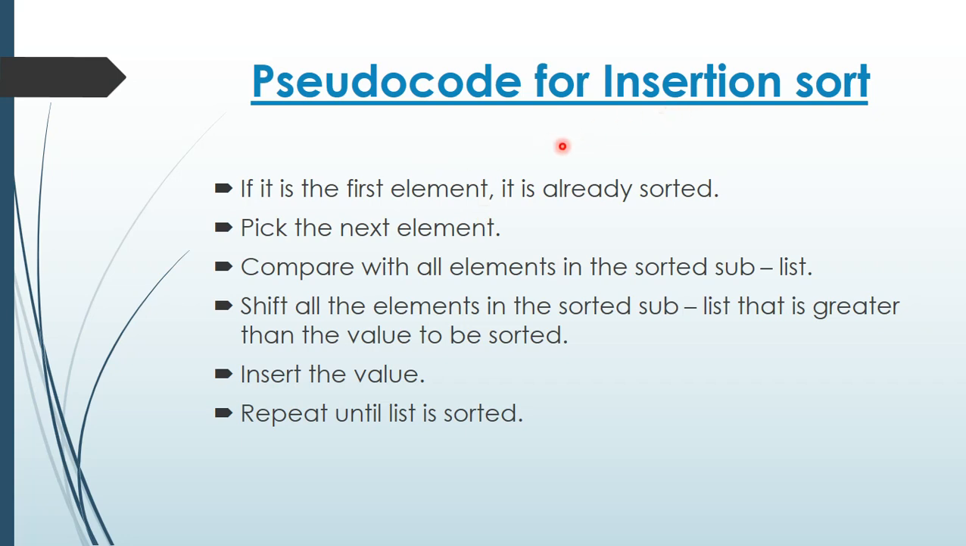Next slide is the pseudocode for insertion sort. Pseudocode is, as we have seen in earlier videos, a procedure written in a format the user can understand. If it is the first element, it is already sorted. So the first element we take goes into the sorted list, so that is sorted already.